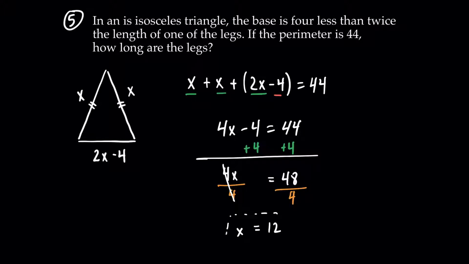Let's see. I'm going to box that in. Is that what they were asking for? If the perimeter is 44, how long are the legs? We found that x was 12. Hey, look at that. So x actually is the distance of one of the legs. So if you want, you can just promote that from dashed line to solid line. That must be the answer. The legs are 12 long.